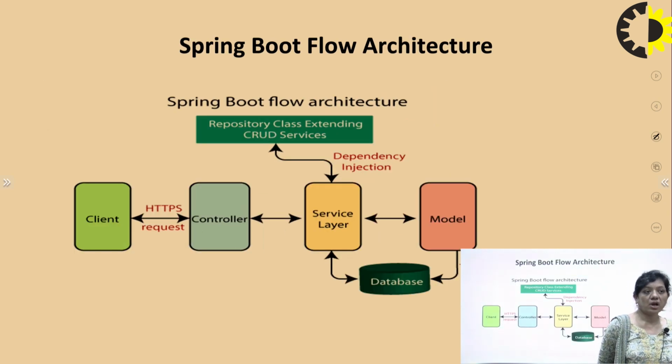Now, the Spring Boot flow architecture. We have client, controller, service layer, and model. The client sends the request directly to the controller, and the controller is attached to the service layer, which is attached to the model, and the model is attached directly to the database. The service layer uses dependency injection to the repository class. So this is how the Spring Boot flow architecture works.